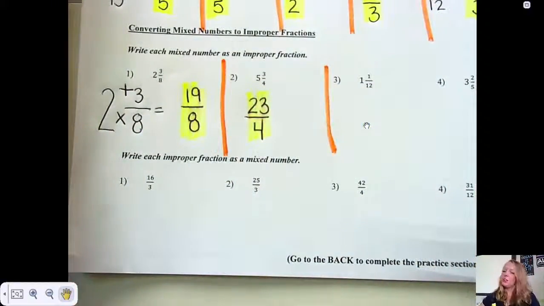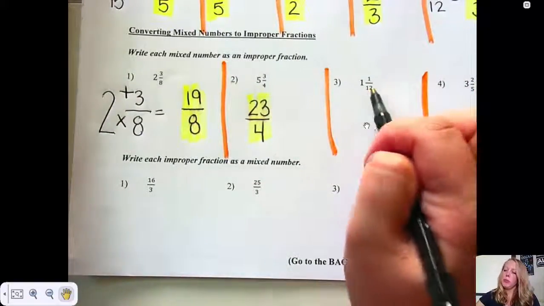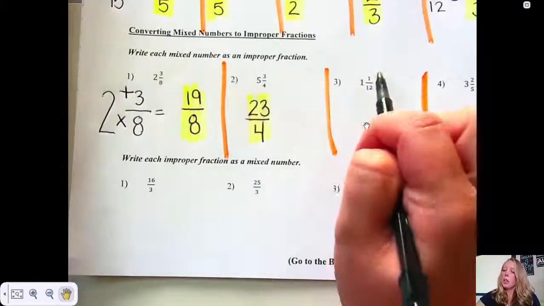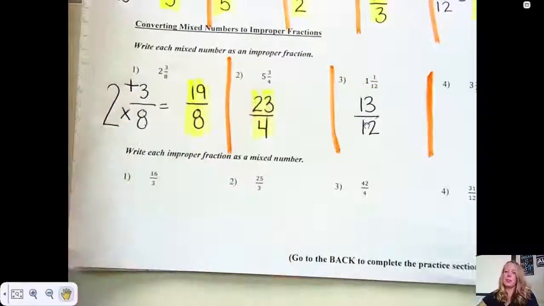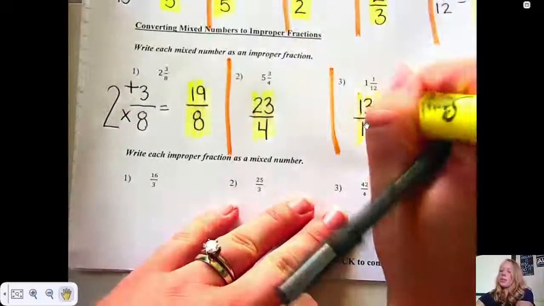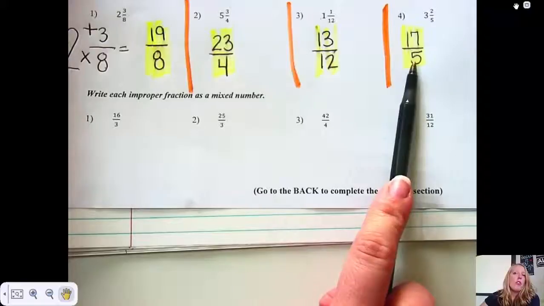Okay, let's do number 3 together. Multiply 12 times 1 and get 12, plus 1 is 13 over 12. Okay, you pause the video and do number 4. You should have come up with 17 over 5.